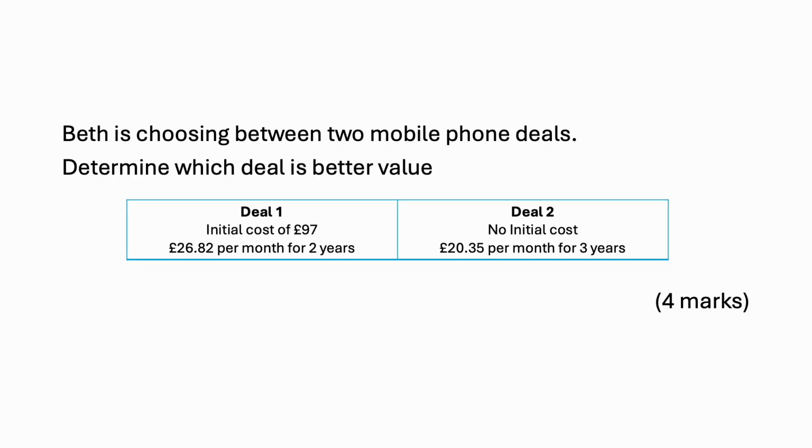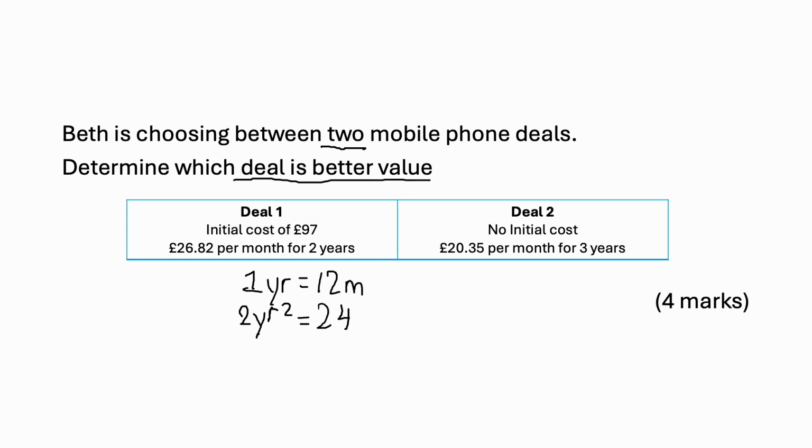Okay, so let's look at this question here. Beth is choosing between two mobile phone deals. Determine which deal is better value. So deal 1, initial cost of £97 and £26.82 per month for 2 years. Okay. In 1 year there are 12 months, so 2 years would be 24 months.